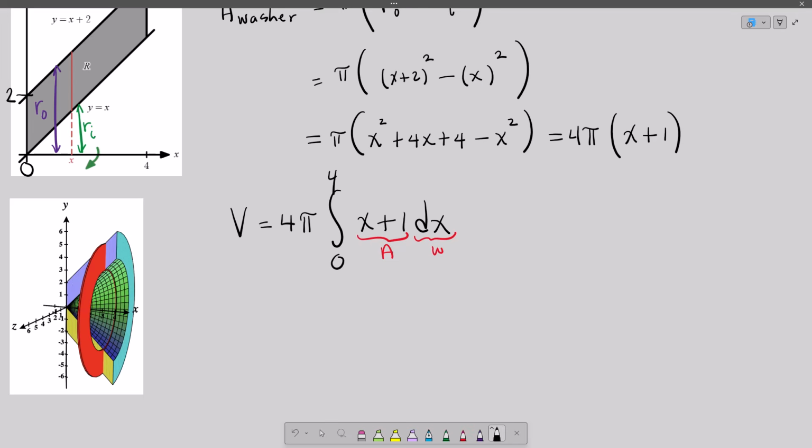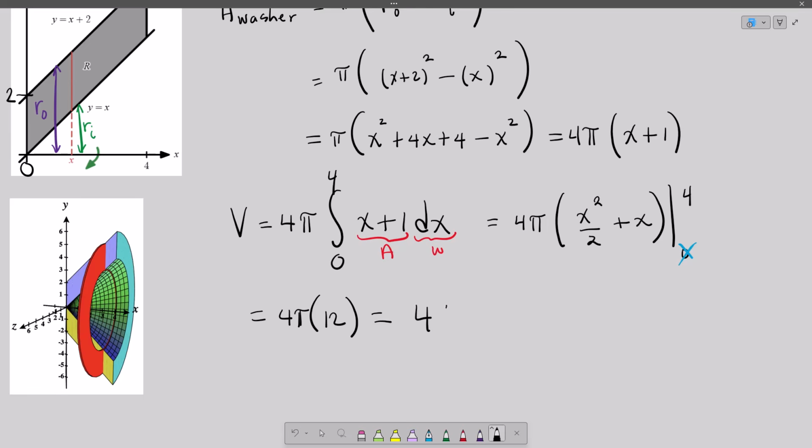And we do our integration here. We will have 4 pi multiplied by x squared divided by 2 plus x, going from 0 to 4. 0 is not going to contribute in this particular case. So we will have 4 pi multiplied by 4 squared is 16, divided by 2 is 8. 8 plus 4 is 12. So that'll be our volume.